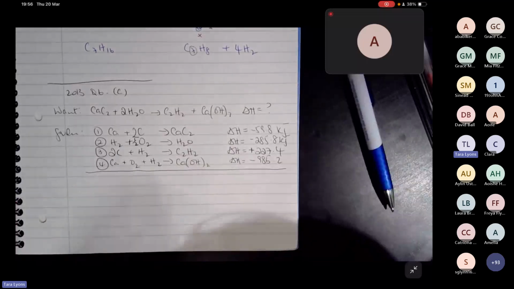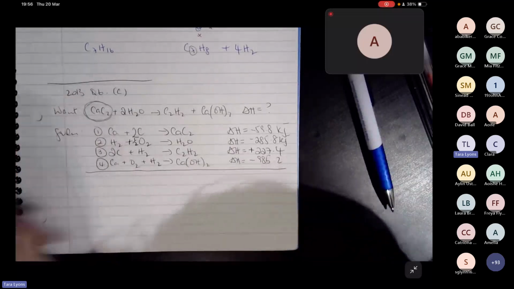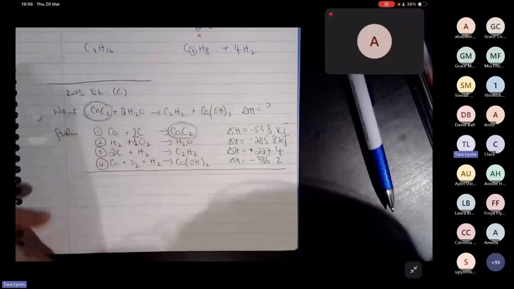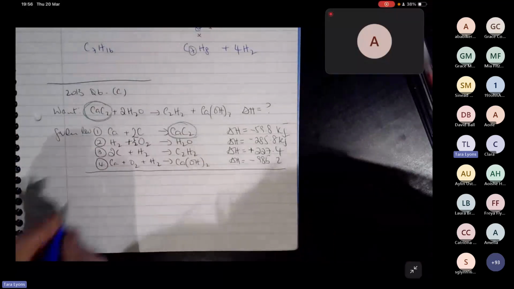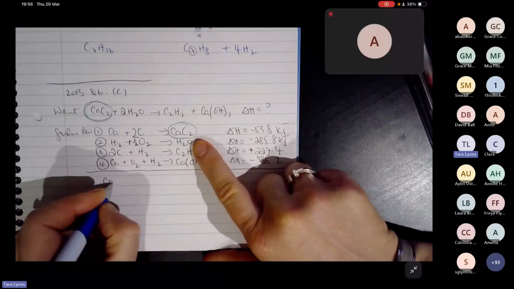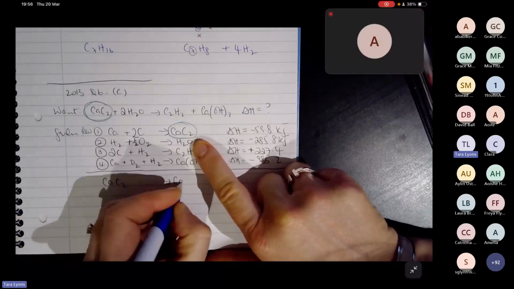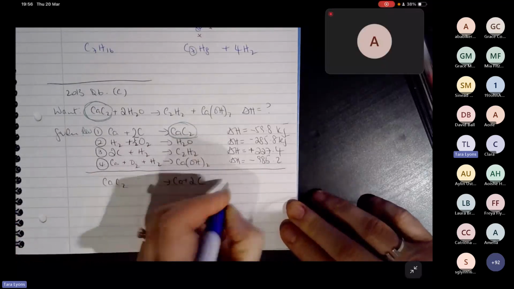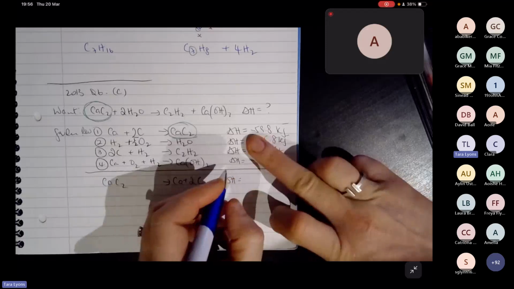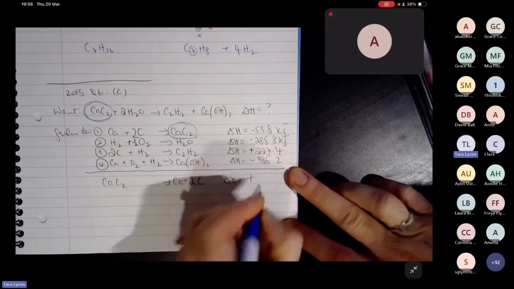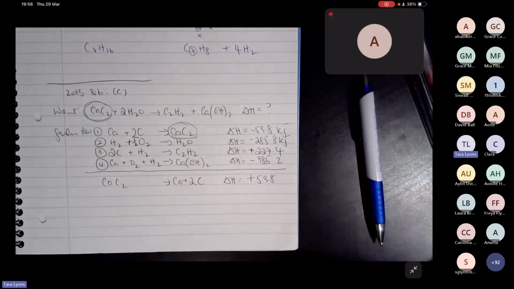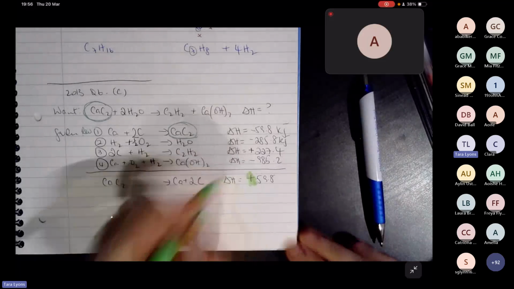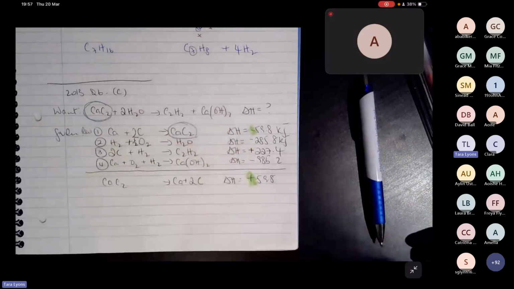So here we go. I want one of these on the left-hand side. Here's one on the right-hand side. I'm going to reverse that equation. I'm going to write it backwards. So I'm going to start with CaC2, and I'm going to make Ca and 2 Cs. And the heat change, have a look, was minus 59.8, but now it's going to become plus 59.8, because when you reverse an equation, you reverse the sign. It was minus, now it's plus.